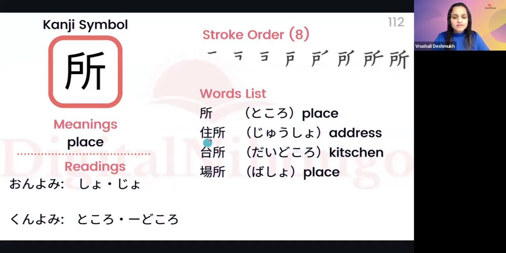In jusho, the kanji which we learned just now, that kanji of sumu, and this kanji of tokoro. Then daidokoro is kitchen. Sorry for the spelling mistake. It is kitchen. And basho is place. In basho also you can see the same kanji appears.